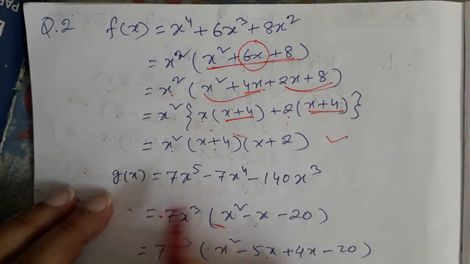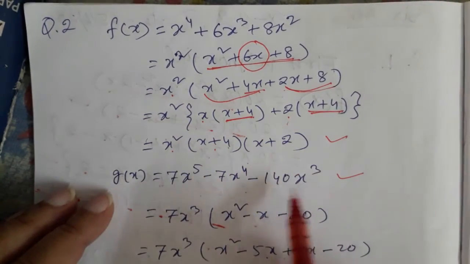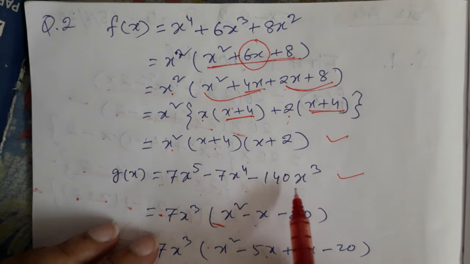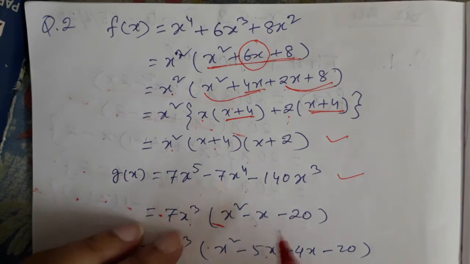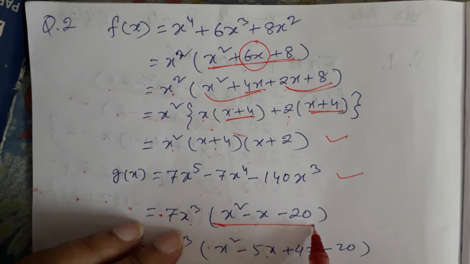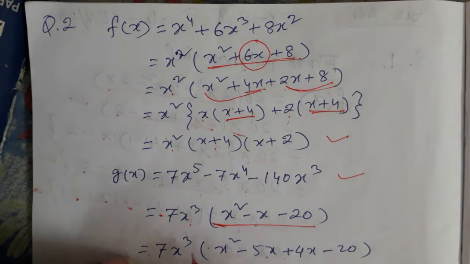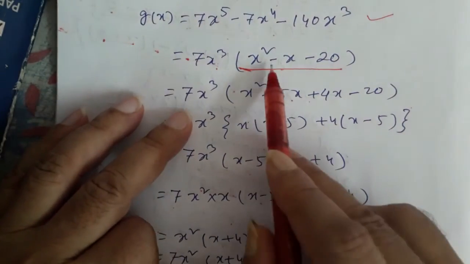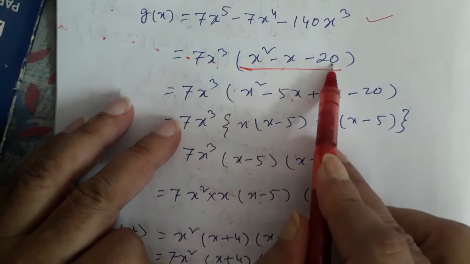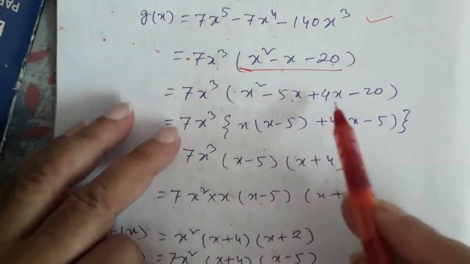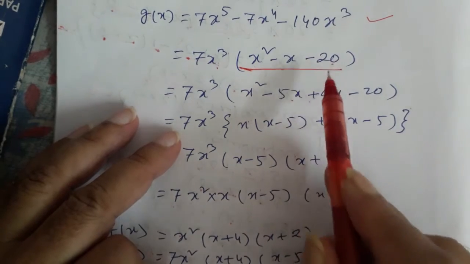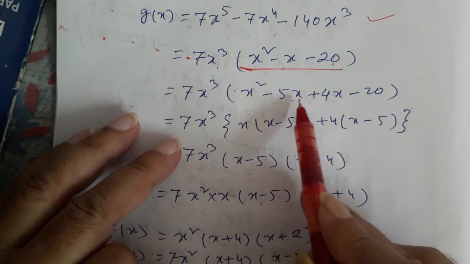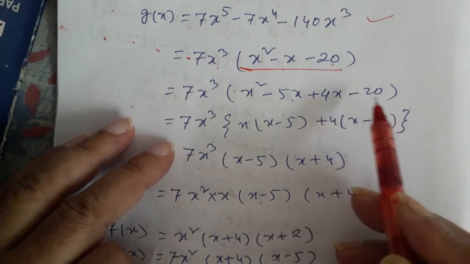Second polynomial is this one. You observe this here, common factor is 7x cube. So you take common 7x cube, then this one comes out, and you write as it is this one, and we have to factorize this one by the middle splitting factor as we have done earlier. Then it will be 20, that is 4 into 5, so you write minus 4x minus 5x plus 4x minus 20.